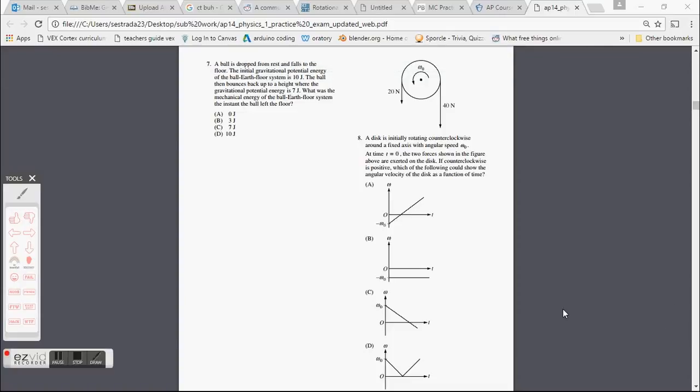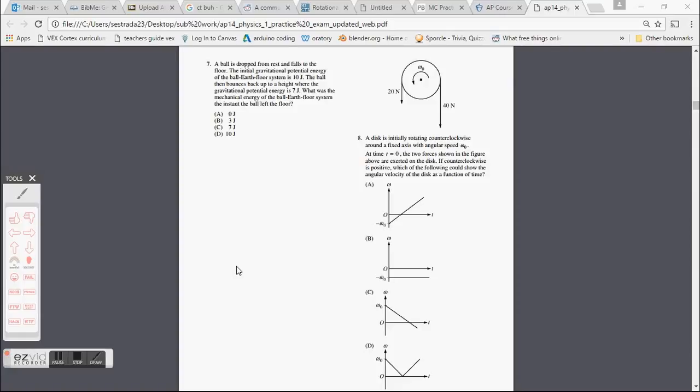So let's look at problem 8. A disk is initially rotating counterclockwise around a fixed axis with angular speed W0, initial angular. At time t equals 0, the two forces shown in the figure above are exerted on the disk. If counterclockwise is positive, which of the following could show the angular velocity of the disk as a function of time? So take a moment, talk to the person around you, and go ahead and answer this question.